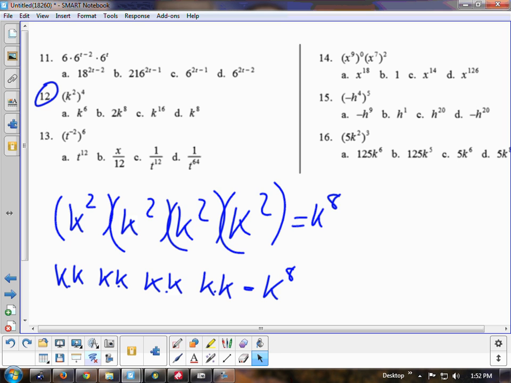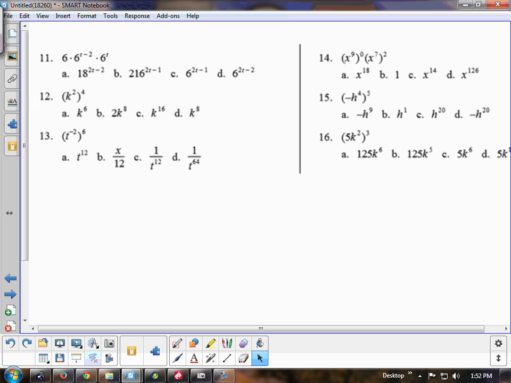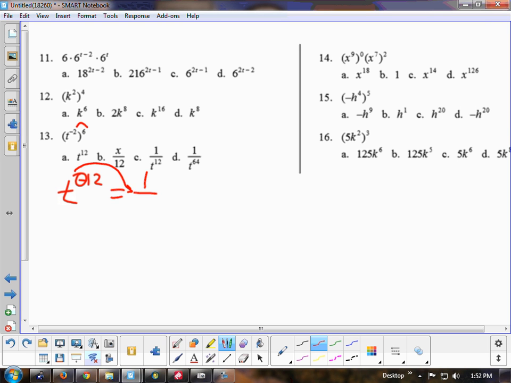Same thing happens with number 13. I'm going to distribute the 6 in, and I got t to the negative 12. Well, that's really 1 over, because of that negative sign, that makes it 1 over. Remember, I say this is like the negative sign, so make it a fraction and put it on the bottom with a positive power. Moving on to 14.